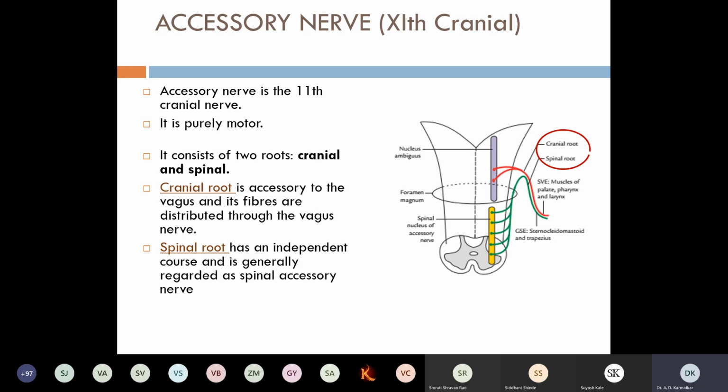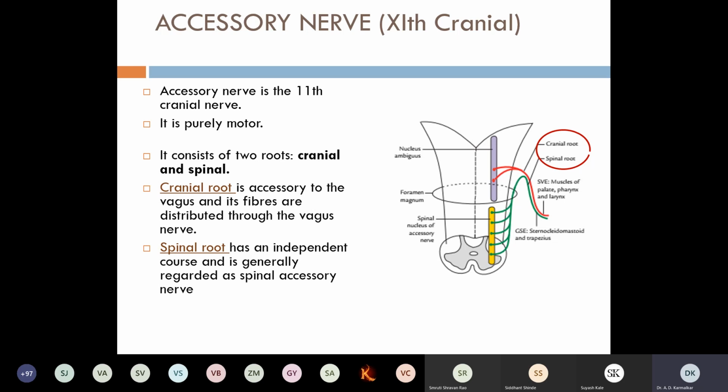Coming to the next, the accessory nerve, which is the 11th cranial nerve. It is purely motor, supplying muscles. It has two parts. Which are these two roots? A cranial and a spinal root. In this diagram, the cranial root comes from the nucleus ambiguus, and the spinal root comes from the spinal nucleus of the accessory nerve.